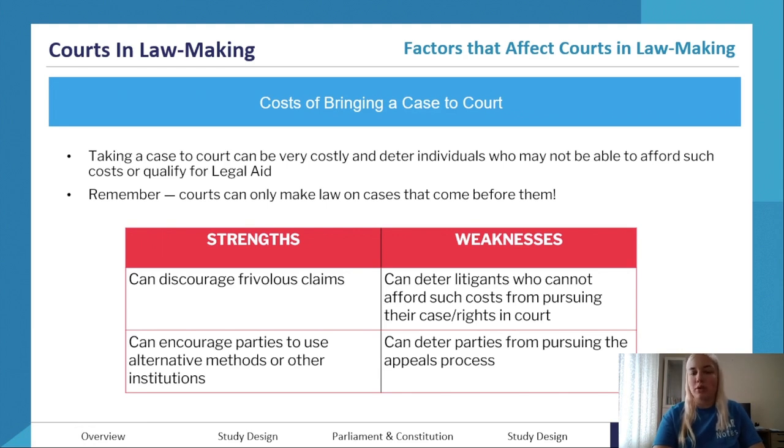may not be able to afford costs, even though they have standing and they're affected directly by a matter and their rights have been actually breached. They still might not be able to afford it. It can also deter parties from pursuing the appeals process, because appeals are even more expensive, and we know that people do not have an automatic right to appeal. It might get rejected unless they have really sufficient grounds for an appeal. But you still have to pay for just trying to lodge that application.